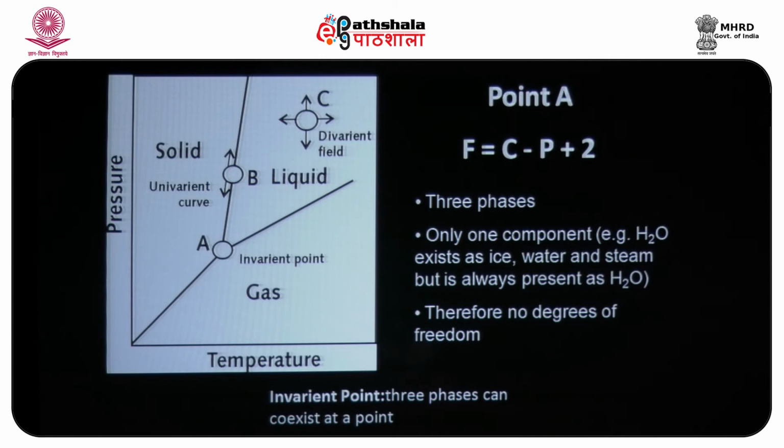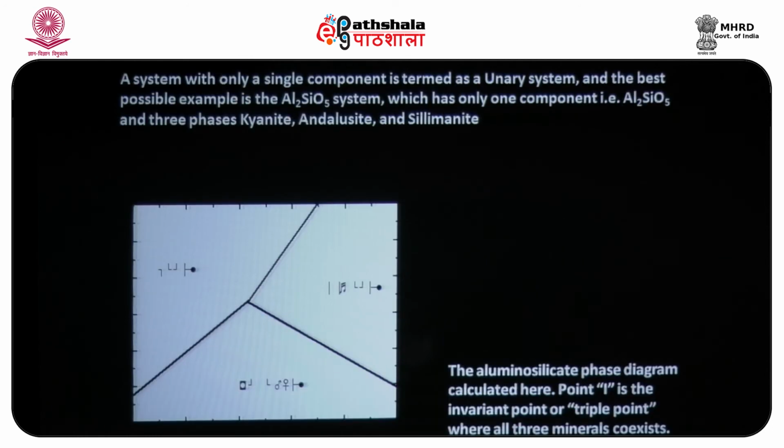A classic example would be your water system. As we discussed right now, water has a single component because all the different phases of water, the liquid, the gas and the ice, can all be explained by the simple chemical formula H2O. So, it is a single component system. The other geologically relevant system is Al2SiO5, that is your andalusite, kyanite and sillimanite. These are very simple univariant systems that you should be aware of.